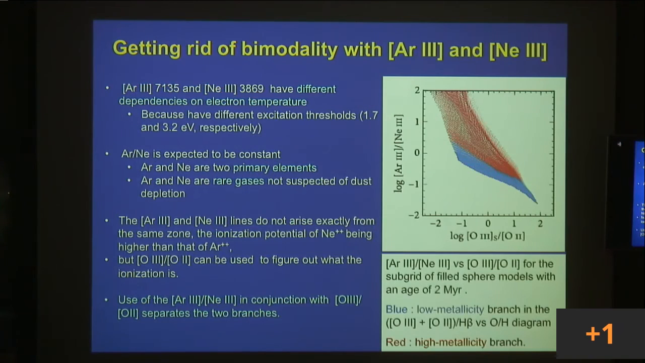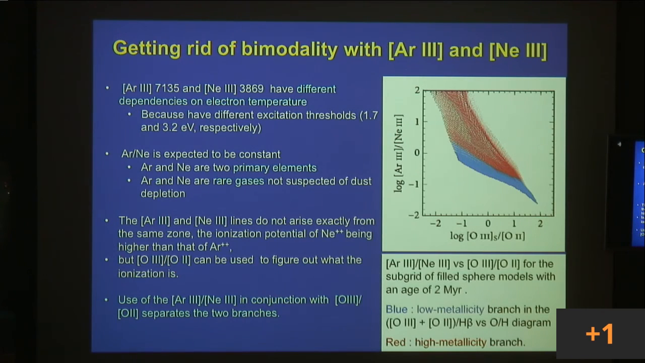Argon-3 and neon-3 have different dependencies on the electron temperature because they have different excitation thresholds. And on the other hand, argon to neon is expected to be roughly constant. Those are two primary elements. They are noble gases, so they are not suspected of dust depletion. So the argon-3 to neon-3 ratio is some kind of measure of the temperature. So if it is high, it means that the abundance will be low.